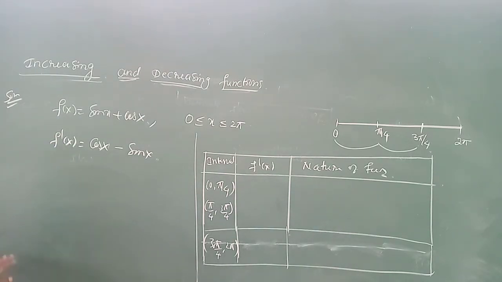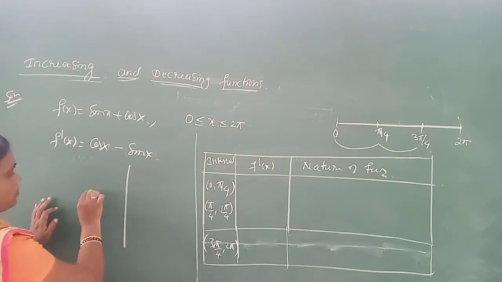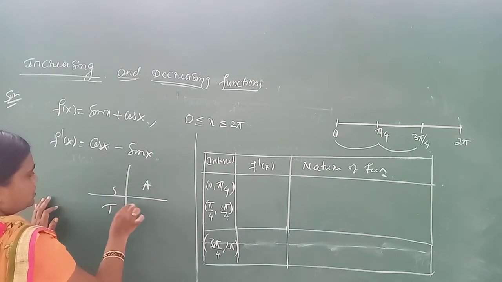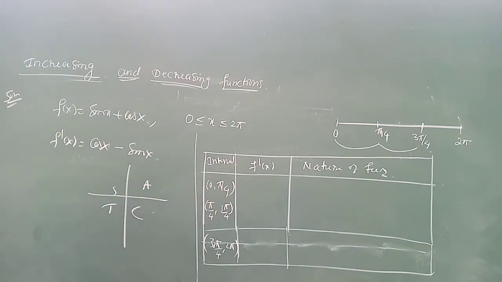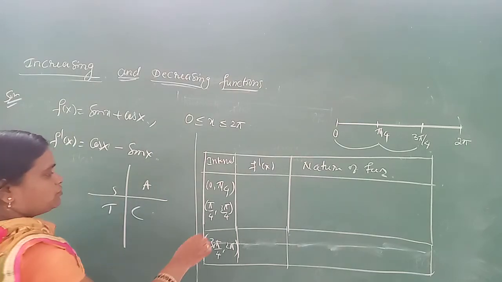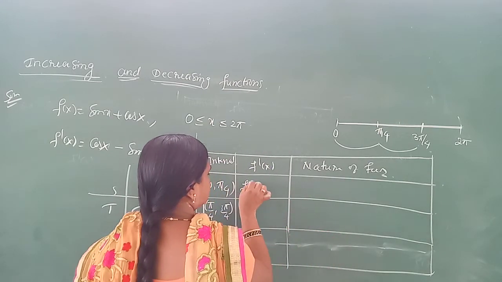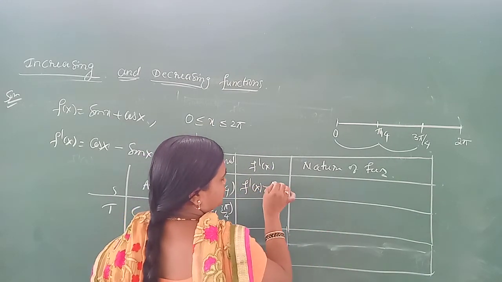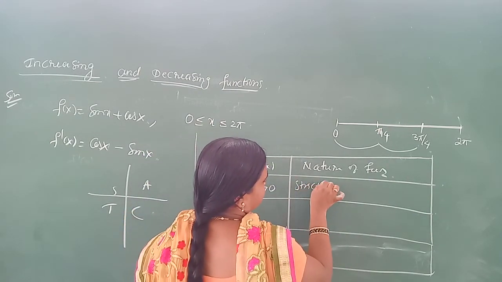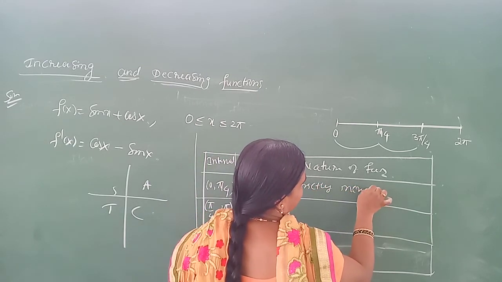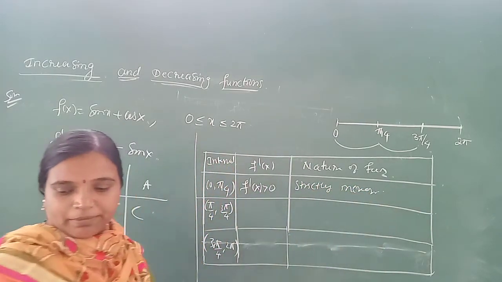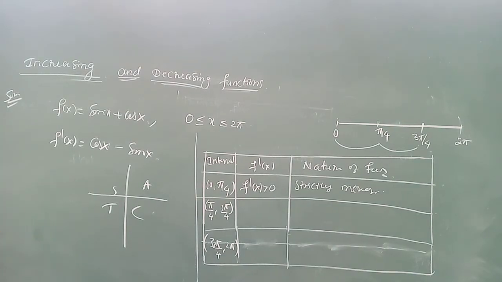Verify 0 to pi by 4. According to the ASTC rule, 0 to pi by 4 lies in the first quadrant. In the first quadrant all are positive. Therefore, we can say that f dash of x is greater than 0. Therefore, it is strictly increasing.